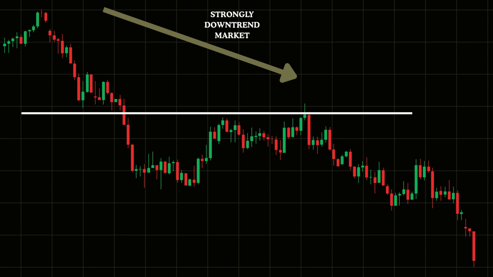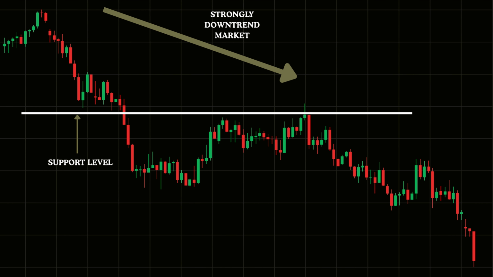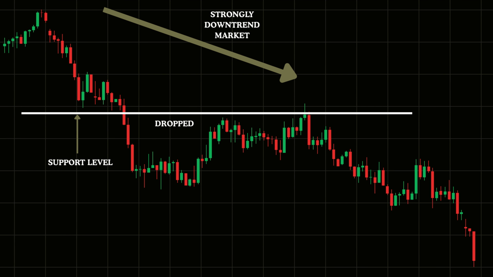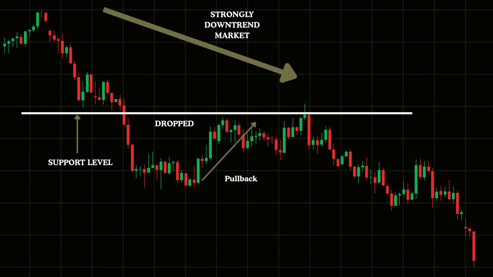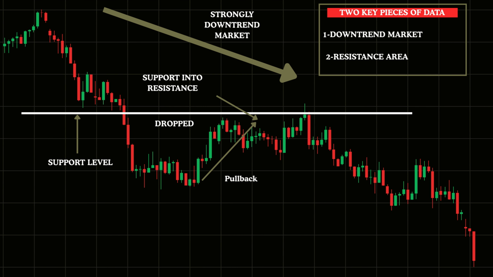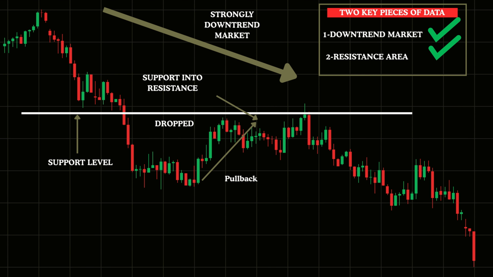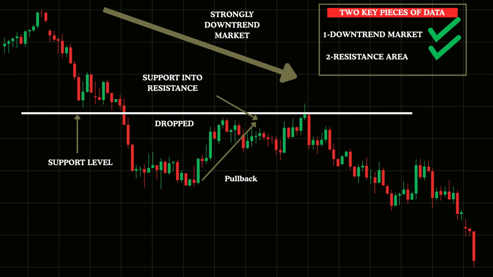Now for the second component, the level. There's a well-defined support zone here. The market dropped below it and later returned to retest it, turning the former support into resistance. So now we're working with 2 key pieces of data. 1. The market is trending downward, and 2. Price has retraced to a resistance area that acts as a strong barrier.